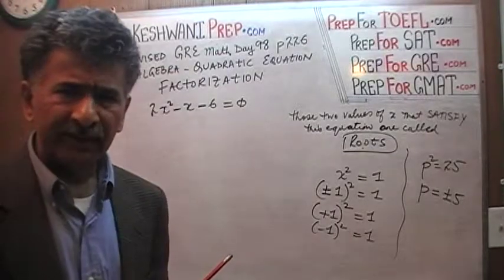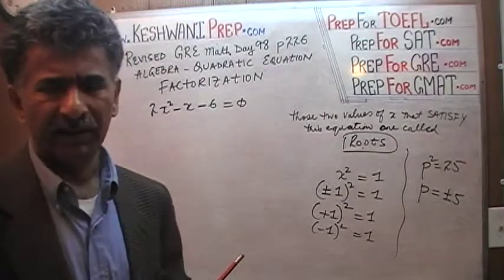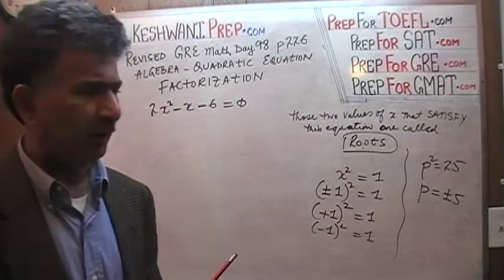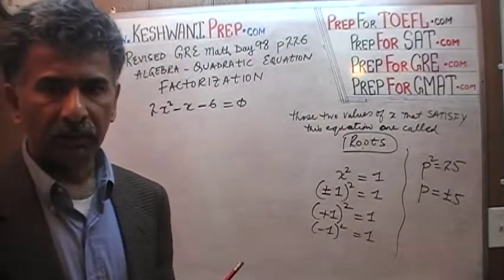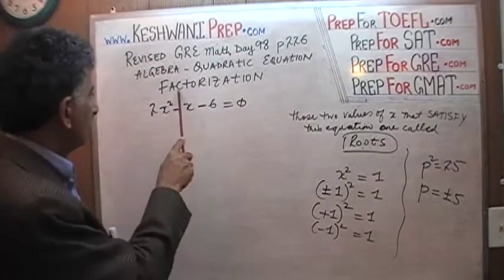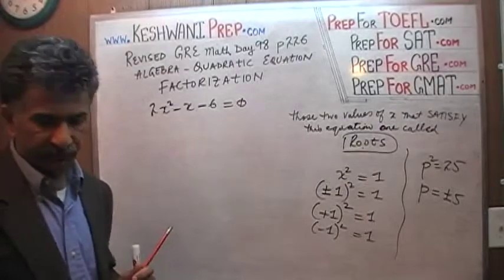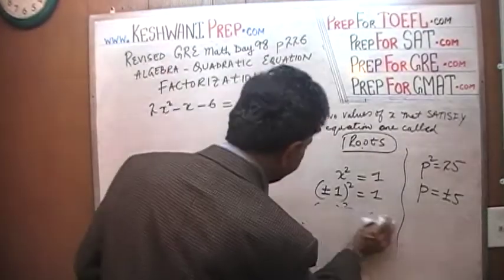The problem is that I hate using the quadratic formula because I can never remember the bloody thing. I always mess it up. Let's use a different method. The second method that we're going to employ today is what is known as factorization. Okay, let's see how it goes.